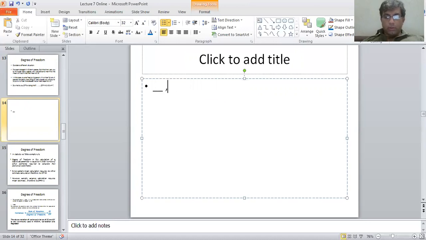Let me use the comma over here. The third blank space, the fourth blank space, and the fifth blank space. And what we are saying is that the average should be equal to 2.6.